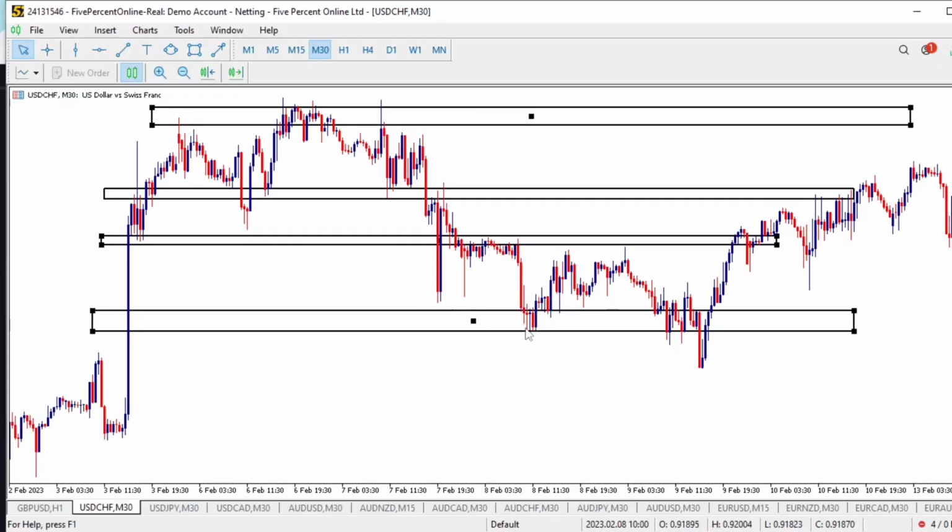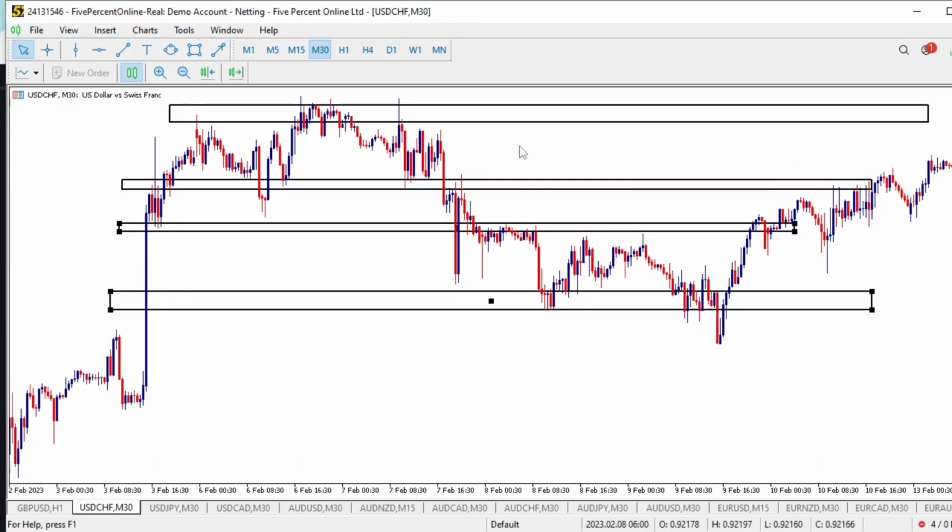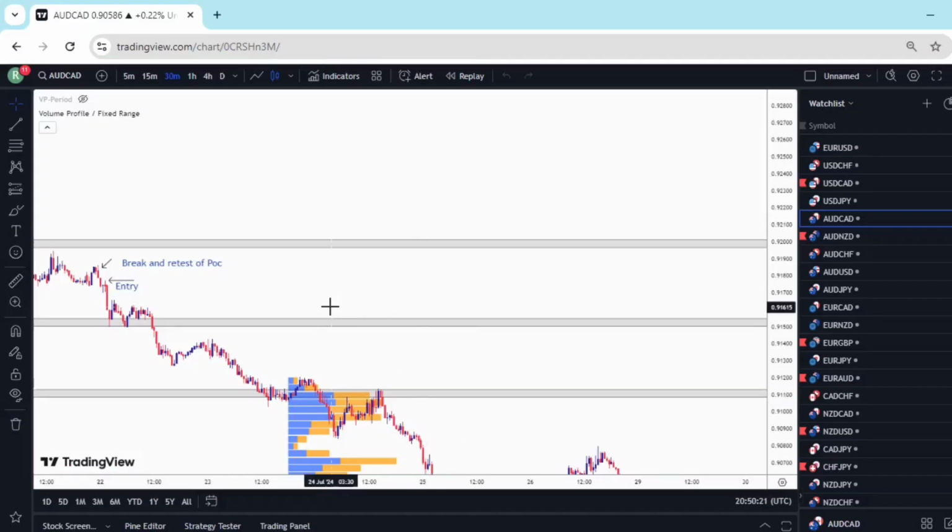Now, look at what happened. The market rejected and went back. As you can see, the market went back and started going upward. That is why you must take your profit at the next support or resistance level. Very, very, very important. Now, this is the concept behind support and resistance.